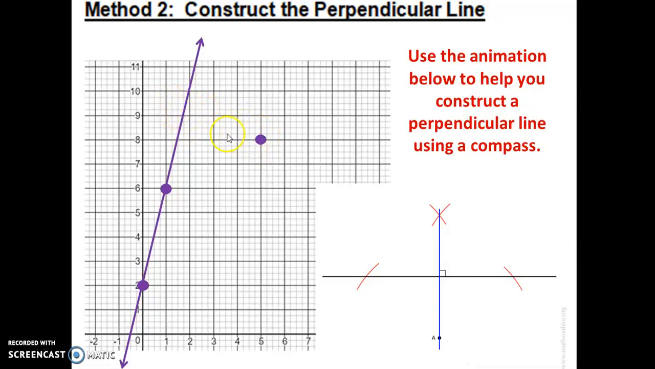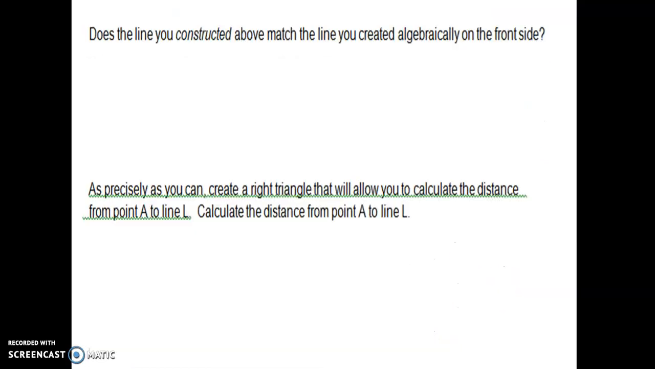So you're creating a perpendicular. Once you've made the perpendicular, your job is to check: is that exactly the same line that you were able to create in method 1 when we used the algebraic approach? It should be the exact same line. And at the end, again, you make sure that you've constructed a line that's exactly like what you did on the first side. So does it match? Yeah, it should match.